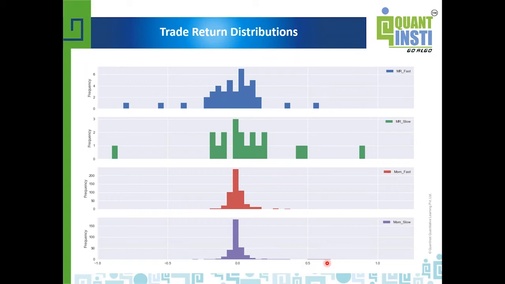No, this is just the return of the, this is Srini. Yeah, the x-axis is not the standard deviation, it is the trade return. And then the y-axis is the frequency.